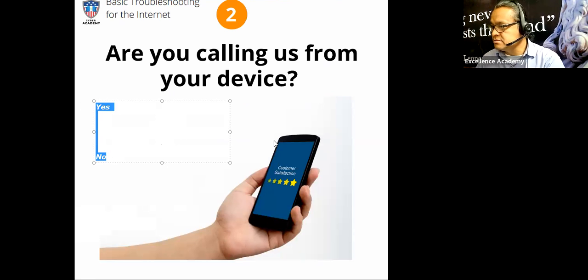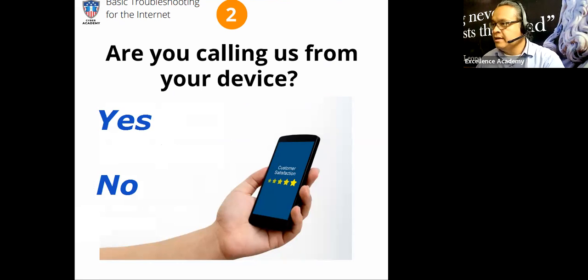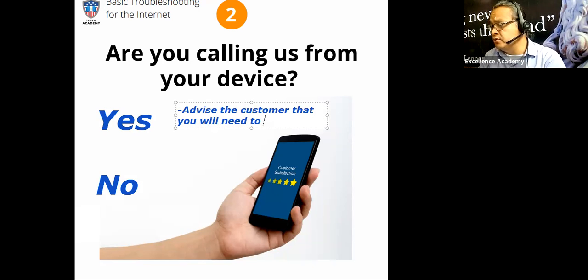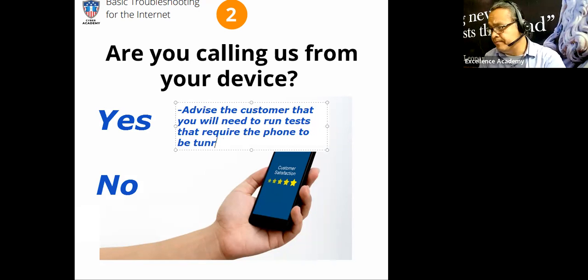Okay. So for example, if the customer says, yes, I'm calling you from my device, I don't have another phone. Okay, Mr. Customer, not a problem. I can definitely help you, but please be advised that we're going to have to turn the phone off and back on, so you will be disconnected. There could be a point where we will be disconnected, okay? So if the customer is on the phone, you're going to advise the customer that you will need to run some tests that require the phone to be turned off. Okay, so just set some expectations.